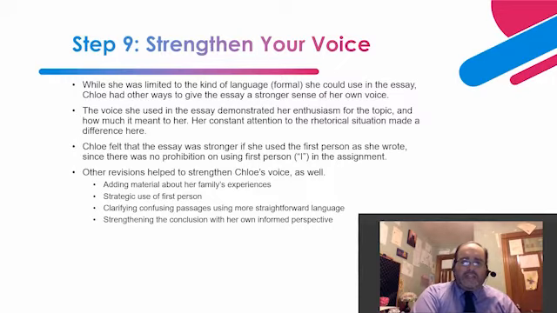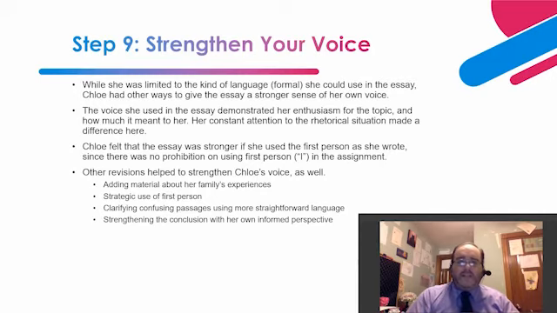The voice she used in the essay demonstrated her enthusiasm for the topic and how much it meant to her. Her constant attention to the rhetorical situation made a difference here. So she understood she was talking to a specific audience. She was talking to a student audience. And she showed her enthusiasm based on what she was producing, what she was writing, and how she wrote about it. Okay? She was very enthusiastic in terms of how she described her family's issues, how she described the topic itself, going through the history. The language was really strong.